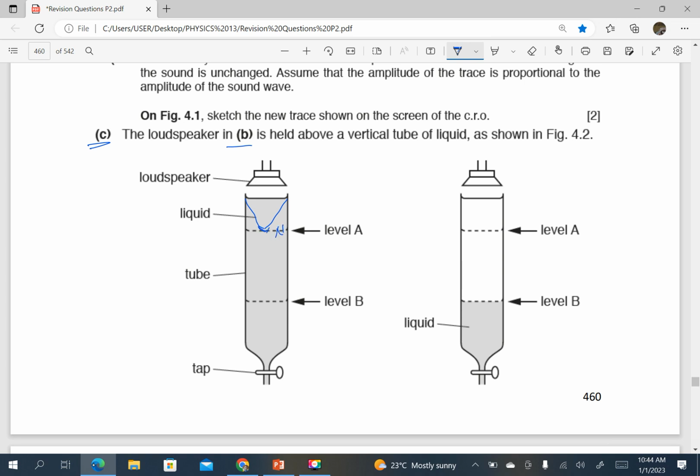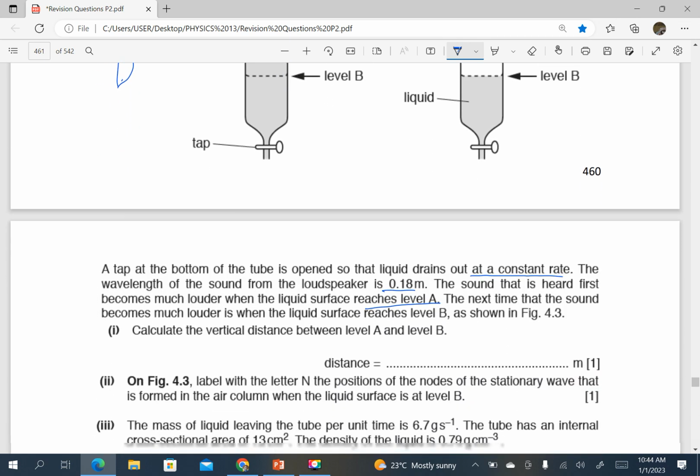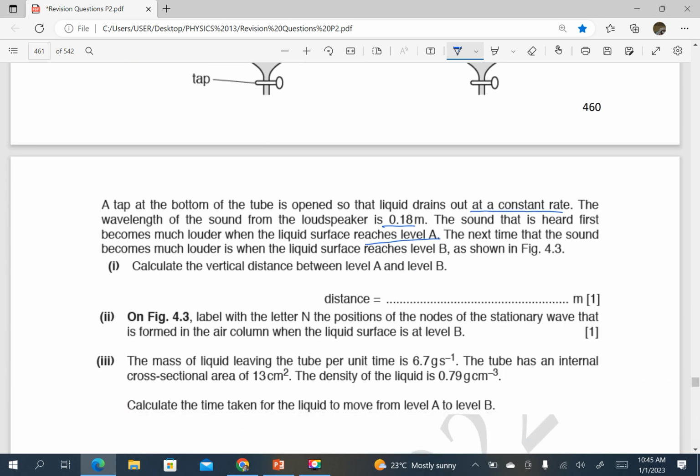So we have a node here. And you will notice that this length L, I'll call this L1, is representing a quarter of a wavelength. Remember, for a full wavelength, we would have two loops like this, but now we have just a quarter of a loop, something like this. So L1 is representing a quarter wavelength. The sound heard first becomes much louder when the liquid surface reaches level A, so we expect that at level A there must be a node, because the first resonance occurs there.